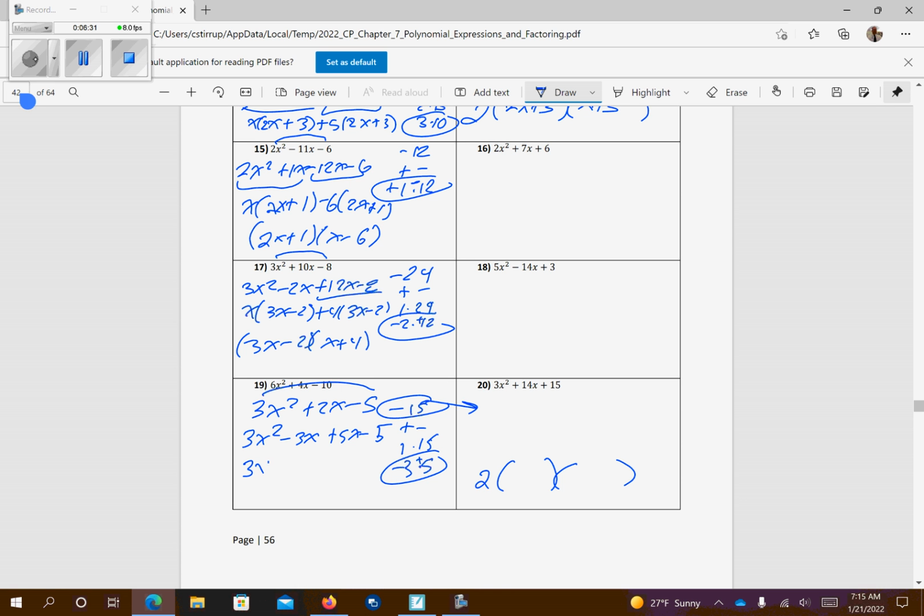I can factor 3x out of those. That's going to leave me x minus 1. And I can factor a 5 out of those, positive. That's x minus 1. The x minus 1's match. That goes here. What I have left, I have 3x plus 5.